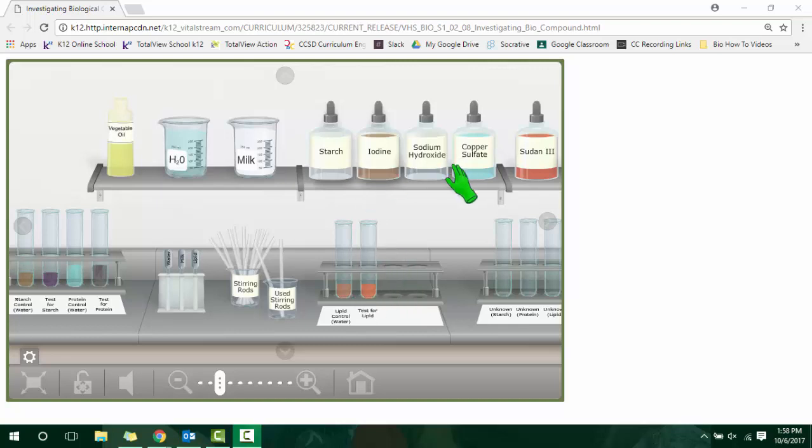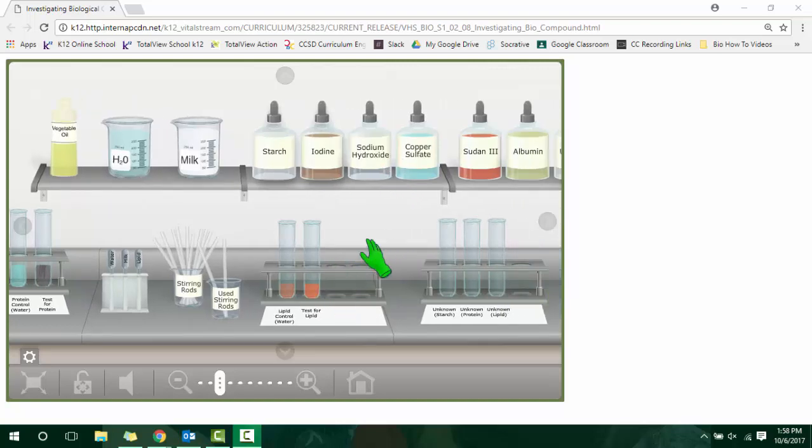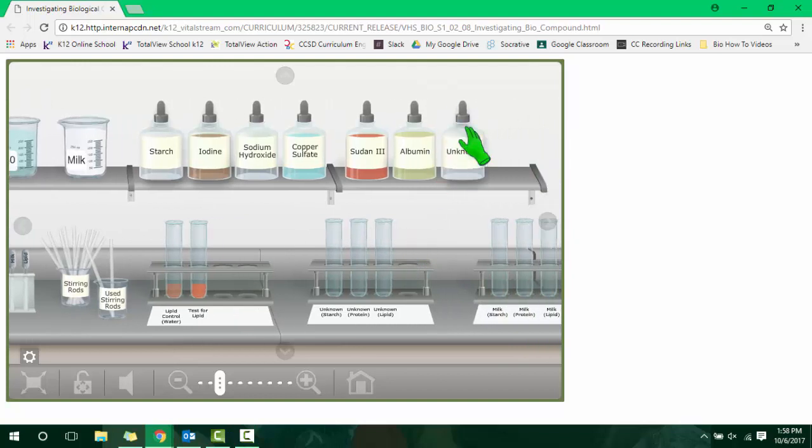So the unknown solution, if you look over here, it's on the far right on top. So it says, we don't know whether it's a starch, protein, or lipid, so we are going to test it using the indicators to find out what it is. So it says, place an eyedropper of it into the test tube labeled unknown for starch, protein, and lipid. So here are my 3 test tubes. I'm going to take one of each and just put it in there. Boom. Okay, so 1 dropper each into each of the test tubes.